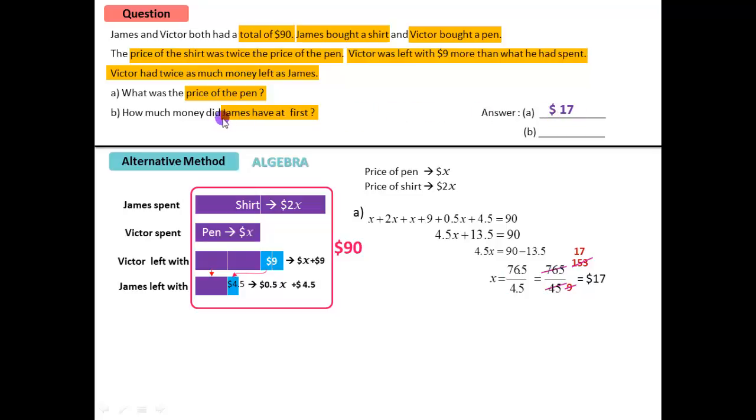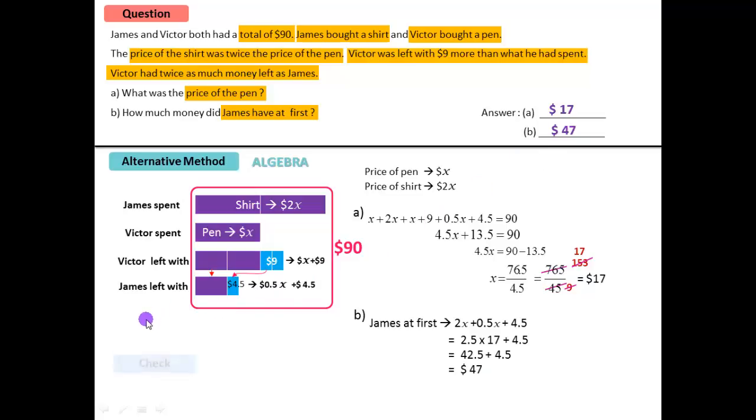Now let's do part B. We have to find the amount James had at first. This would be the total amount that James spent plus the total amount that James was left with. So James at first had 2x plus 0.5x plus 4.5, which will be 2.5 times 17, which is the value of x, plus 4.5, which gives us 42.5 plus 4.5, which will be $47. So James had $47 at first.